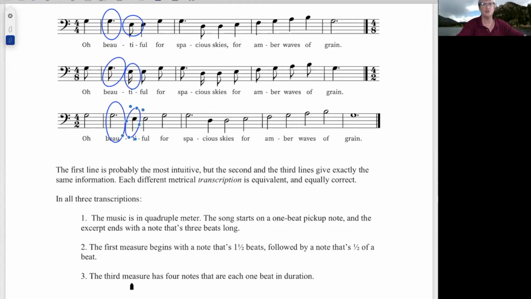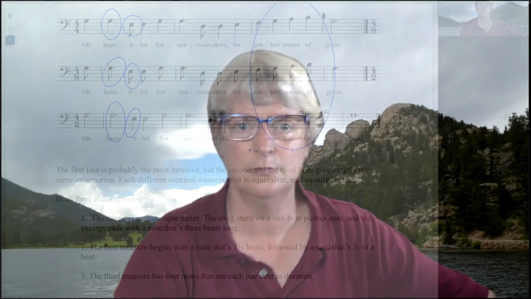In the third measure, there are 4 equal notes which represent 1 beat. In all of these measures, where we have the words amber waves of, we're counting out 1, 2, 3, 4. Those are some simple meters to be aware of, and next I'll talk to you about compound meters.